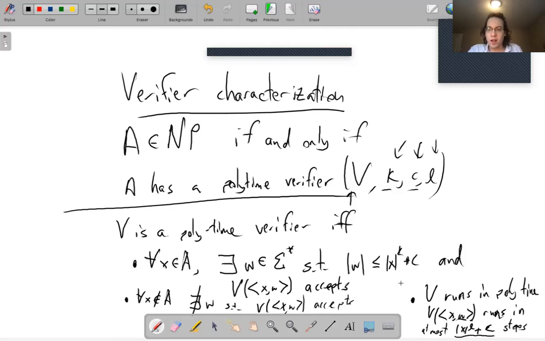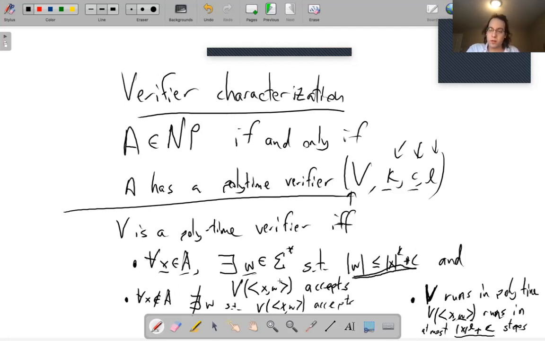What is going on here? V is called a polynomial time verifier. V takes in the string x that's supposed to be in A, and takes in a witness, which is basically a string that's supposed to prove that x is in A. Now the witness better be polynomial sized. The witness has to be at most this long. What V can do is first check that the witness is at most this size. That's an easy thing to check.